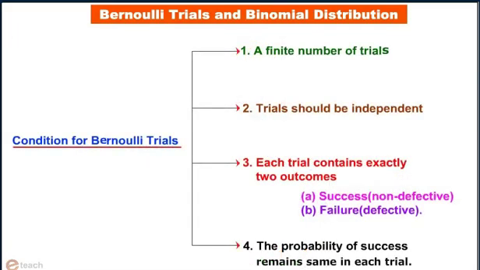Now the conditions for Bernoulli trials are: number 1, a finite number of trials; number 2, trials should be independent; number 3, each trial contains exactly two outcomes: success, non-defective, and failure, defective in these cases; and number 4, the probability of success is the same in each trial.